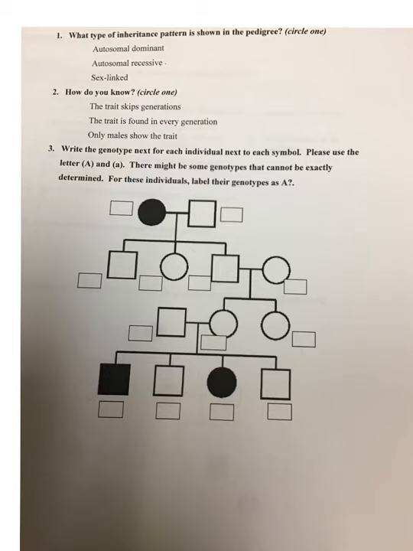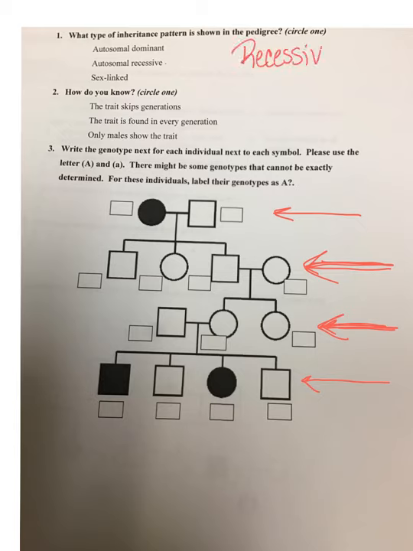Now, if you look at this pedigree, there are 1, 2, 3, and 4 generations. Okay, so if you look at generation 2 right here and generation 3, all of a sudden there's no shading there. So when that happens, we know that it is a recessive pedigree. And I always say write the word and then scribble after it.